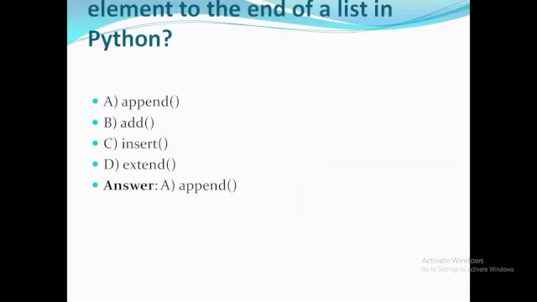Next, adding an element at the end of the list in Python. Which method is used to add the element at the end of the list? So it is append. Whenever we want to add an element to the end of a list, it will always be append. If there is a question, which command in Python is used to add the element at the end of the list, and you have to give the output, the answer will always be append.